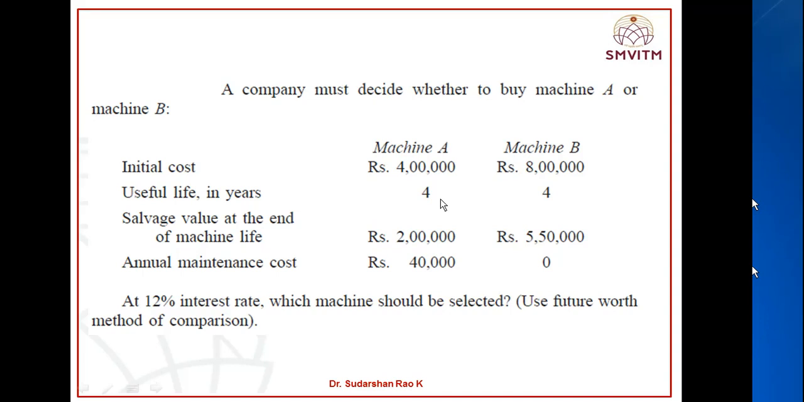Okay, here are two costs: one is the initial cost and the other is the maintenance cost for machine A only. At 12% interest rate, which machine should be selected? Use the future worth method. So comparing A and B, there is an annual cost for machine A, and no annual cost for machine B, whereas the initial investment is 4 lakh and 8 lakh. The cost is, sorry, the cash outflow, and the cash inflow is a salvage value only at the end of the interest period.